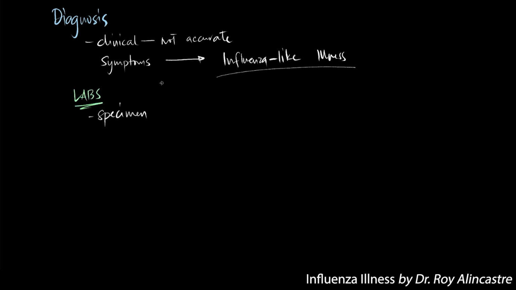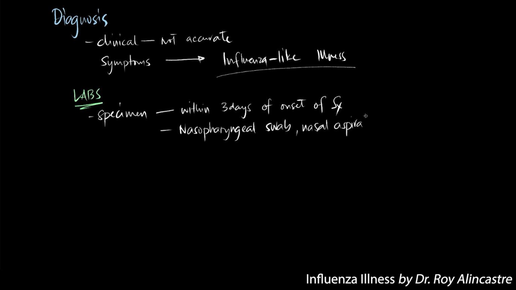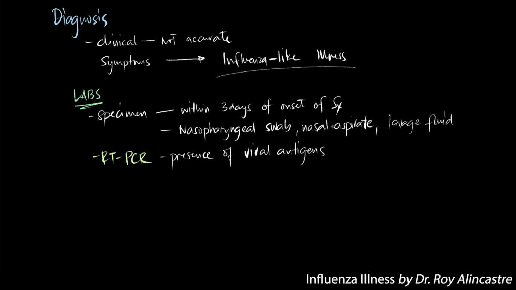Specimens should be obtained within 3 days after the onset of symptoms by either nasopharyngeal swabs, nasal aspirate, or lavage fluid. RT-PCR can be done to identify the presence of viral antigens or viral nucleic acid. So this is the preferred test because it is fast. You get the results within the day.